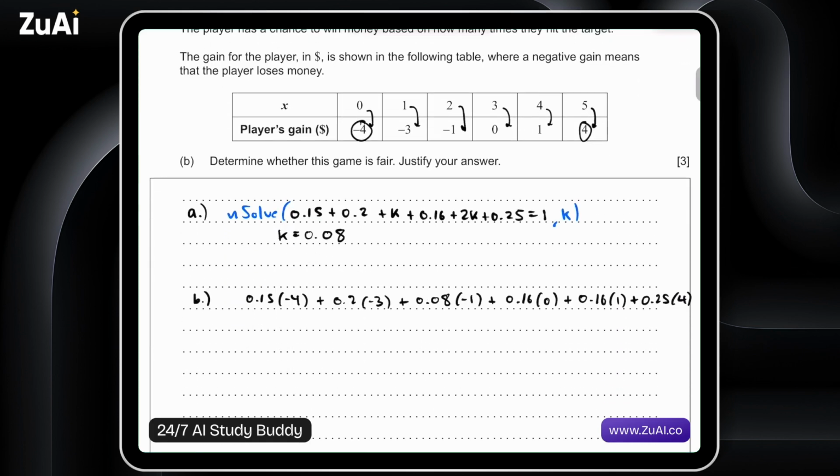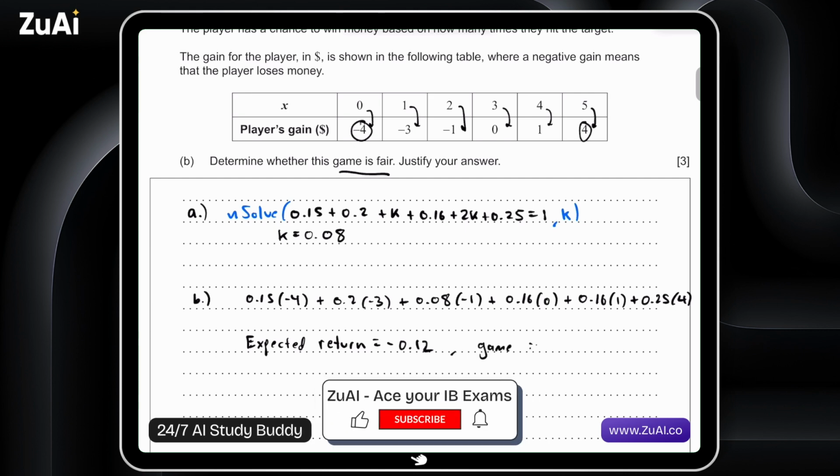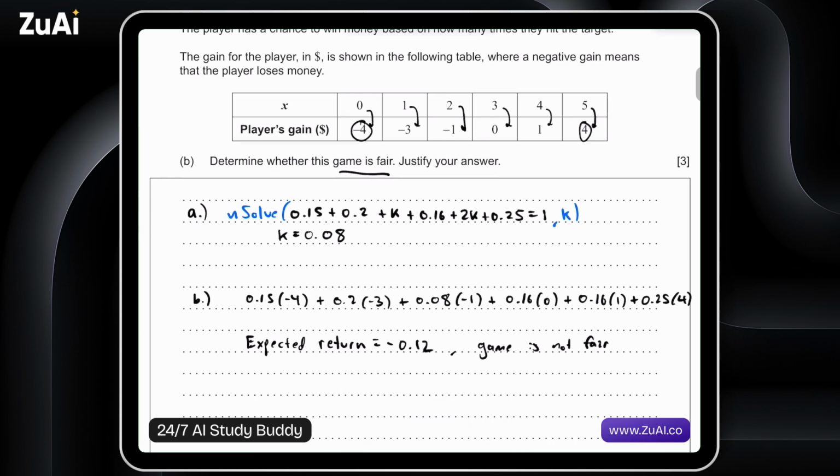So determine whether this game is fair. Back at our document here, we see that the expected return is equal to -0.12. So the game is not fair. There's not an equal chance of winning and losing. For a fair game, we would expect to have an expected return of 0. Okay, that's it.